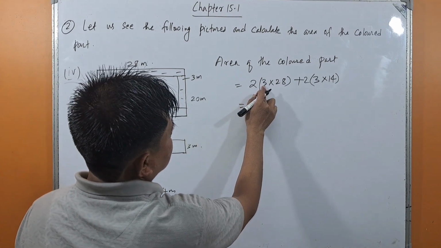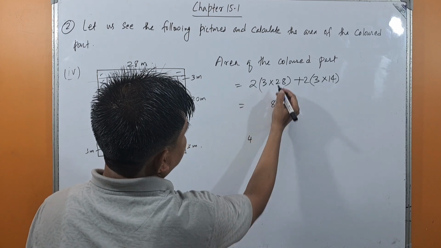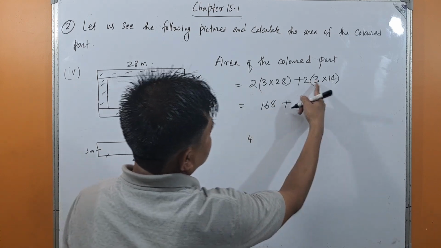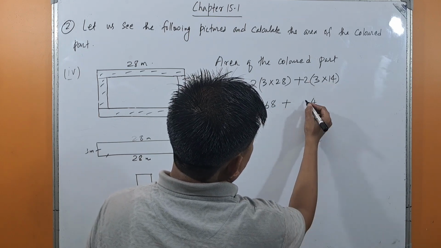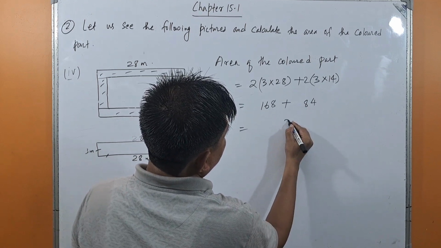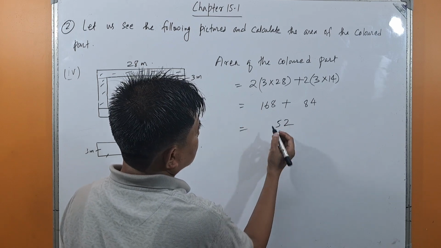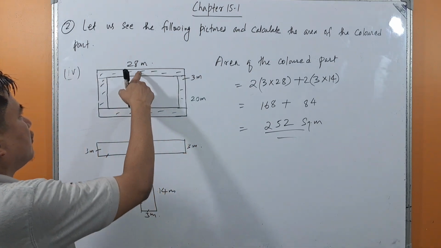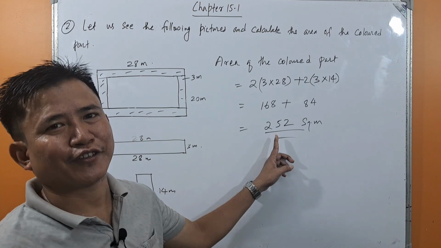2 3s are 6, 6 8s are 48, 8 and 4 in hand, 6 2s are 12, 12 plus 4 is 16. Plus 2 3s are 6, 6 4s are 24, 4 and 2 in hand, 6 1s are 6, plus 2 is 8. We add these two numbers, 8 plus 4 is 12, 6 plus 8 is 14, 5 and 1 in hand, 1 plus 1 is 2, 252 square meters. Area of all four rectangles is equal to the area of the colored part, that is 252 square meters.